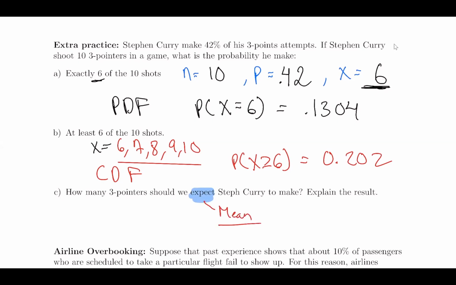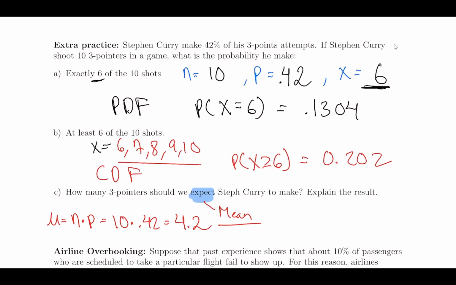So what we want to do is find the mean, because it's asking us how many shots do we expect him to make. So how can I find the mean for this one? Well, if you remember the formula, you get n and multiply it by p, so you get 10 multiplied by 0.42, and we get 4.2. So that means if Stephen Curry shoots 10 three-pointers, we should expect him to make 4 of the 10.